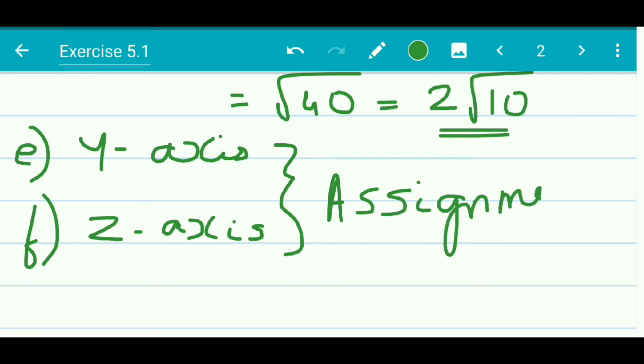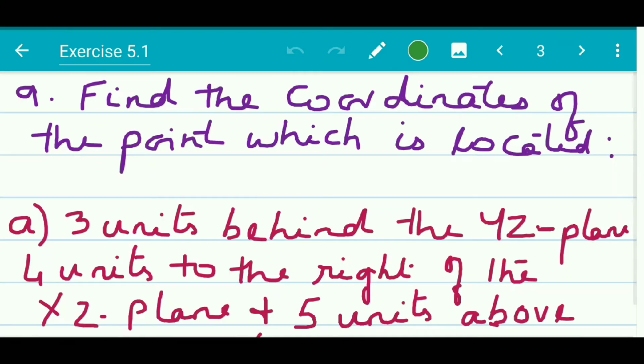So quickly open your notebooks, write the 7th sum and then the 8th sum. When you come to this particular part, do it yourself only. Moving on to the next sum.